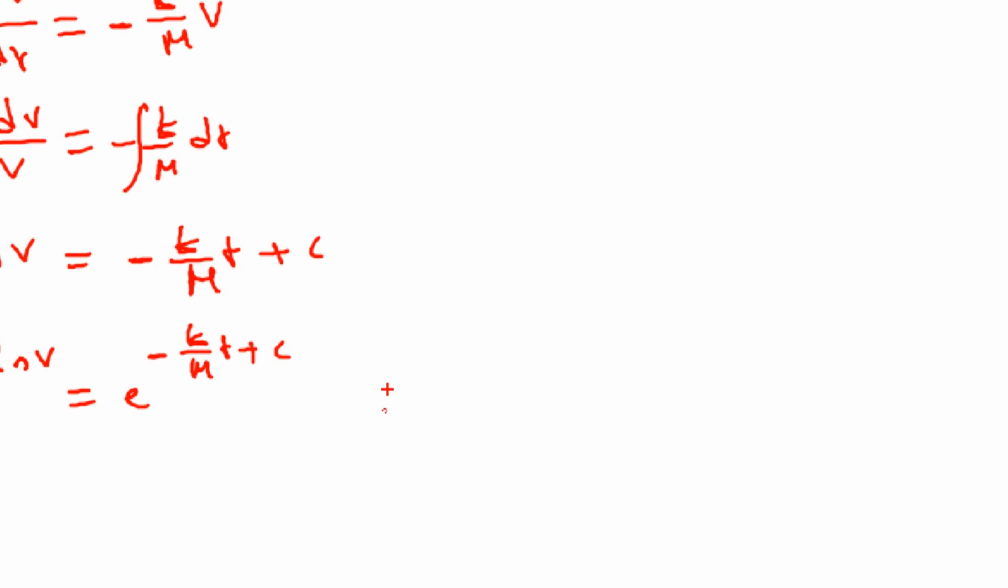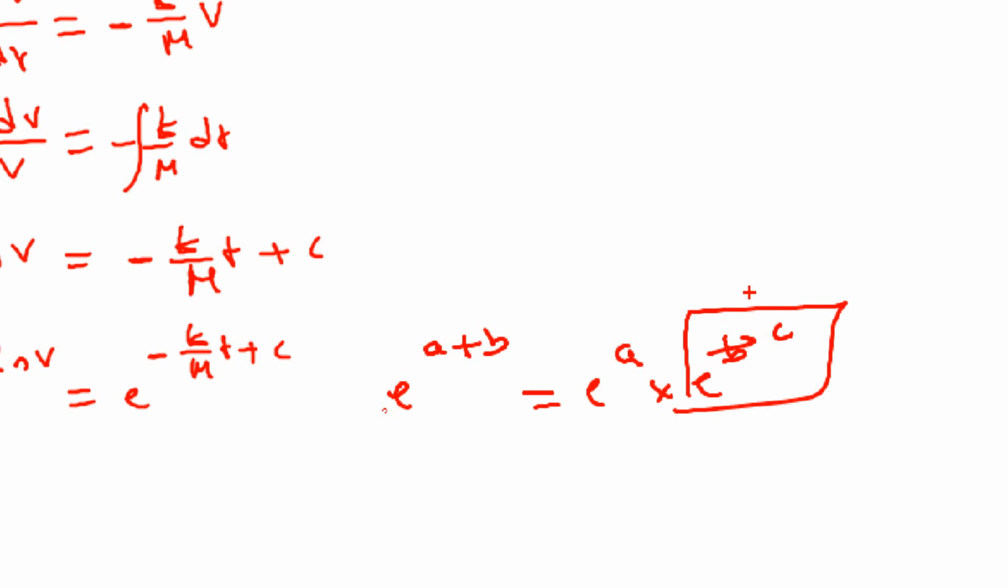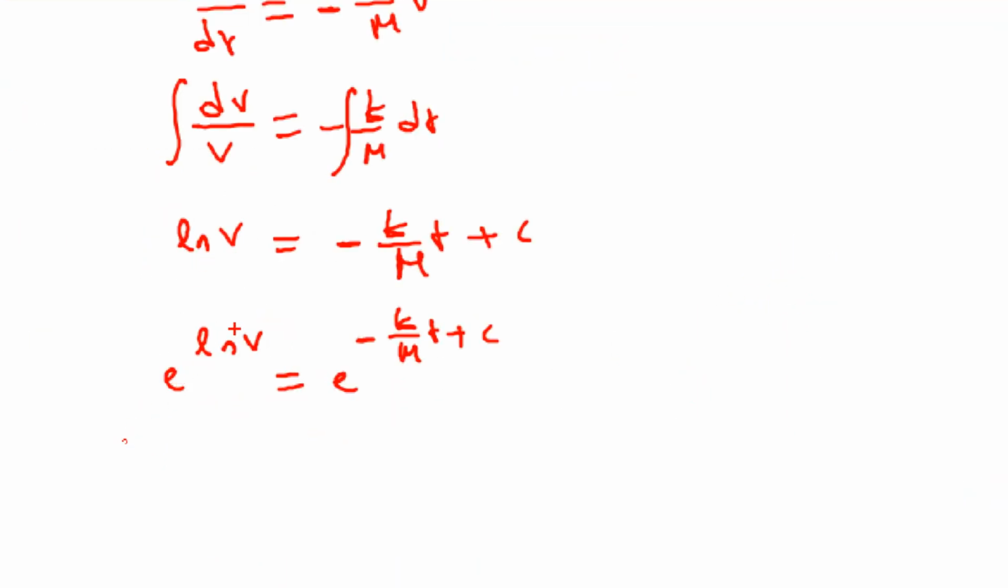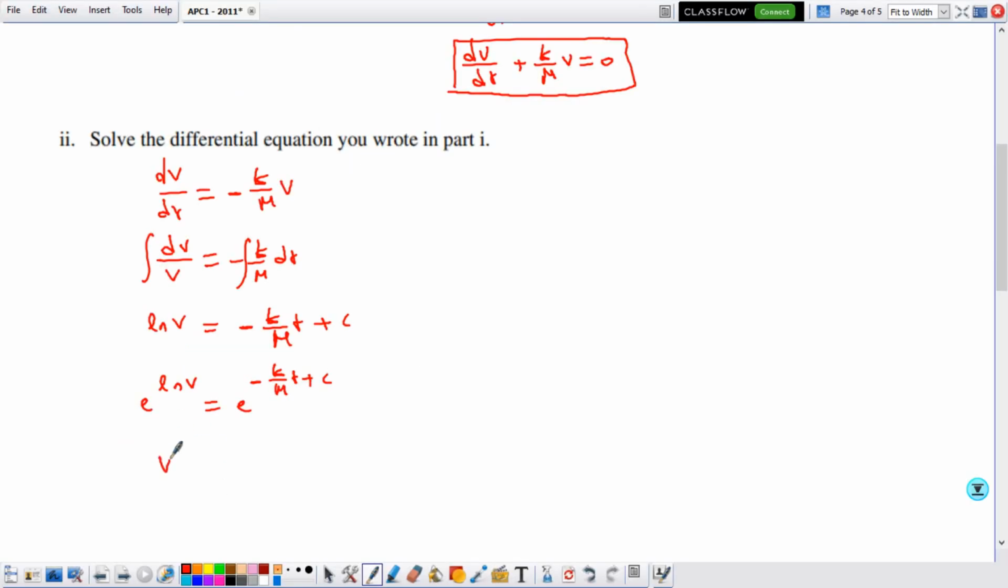Now using the identity, e to the power of a plus b is given by e^a multiplied by e^b. Now if c is the constant, then this can again be stated to be itself a constant. Here e and ln are inverse functions, they cancel, so that would be v equals c e^(minus k over m t). Now it's left to find the constant c.